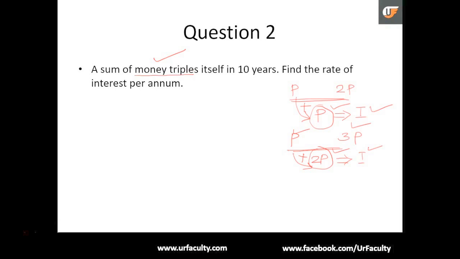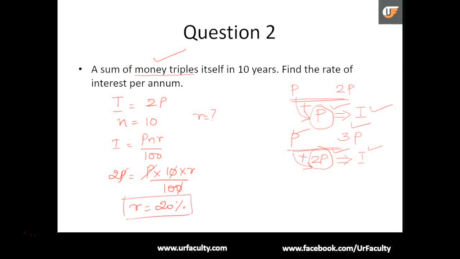So from this, what do we understand? As per the question, I is actually equal to 2P. And they are given n as 10. And what are they asked us to find out? They asked us to find out R. So how do we do it? We know that I is equal to PNR by 100. And I is equal to 2P. And P into N is equal to 10 into R by 100. We can cancel these. We can cancel this. And we get R is equal to 20%.